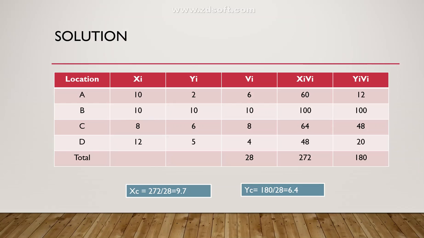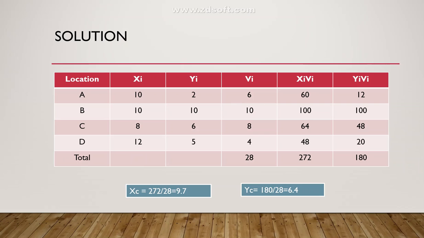So to arrive at the new x coordinate, we need to apply the formula, which is xc is equal to sum of xi vi divided by sum of vi. So we have the data of xi and vi, sum is 272, and sum of vi is 28. So put together, 272 divided by 28 is equal to 9.7, which is our x coordinate for the new location.